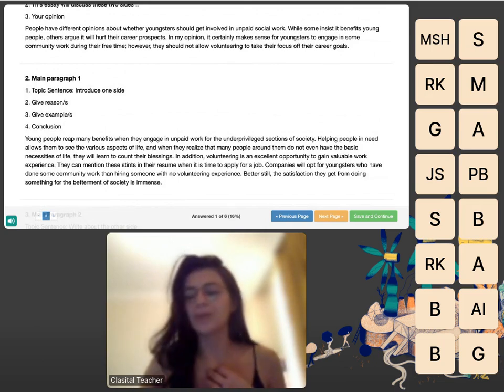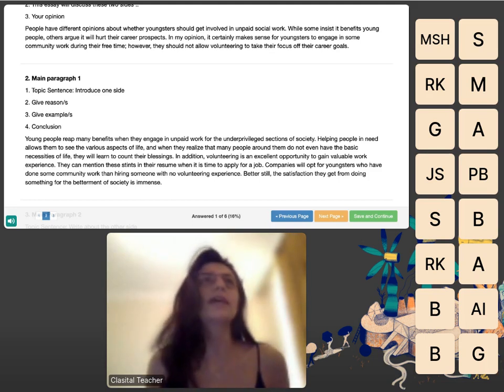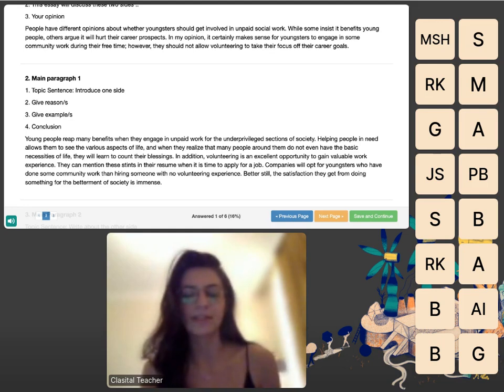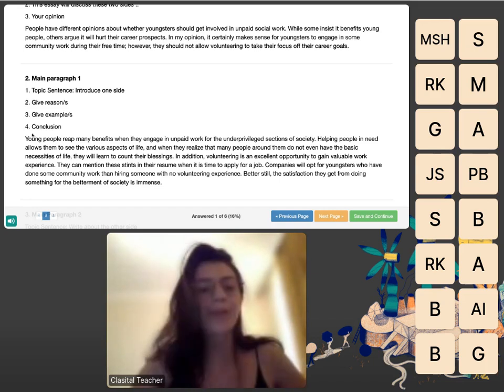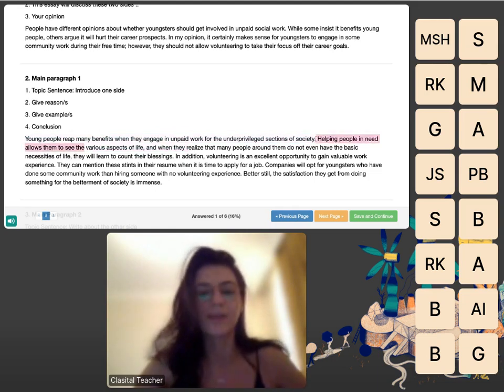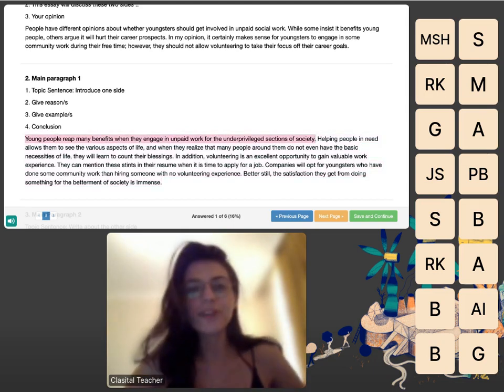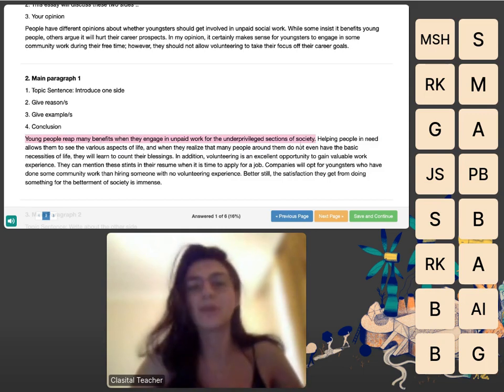So let's remember what we need to do in the body paragraph. In the first sentence, we need to write our topic sentence, which is introducing one side of the argument. Then we need to give reasons and examples, and we need to write the conclusion for that specific paragraph. So let's read our example essay. We can say young people reap many benefits when they engage in unpaid work for the underprivileged sections of society. So in the first sentence, this essay clearly states what this paragraph will be about, which is the benefits of unpaid work, right?